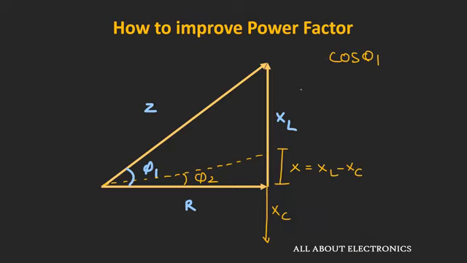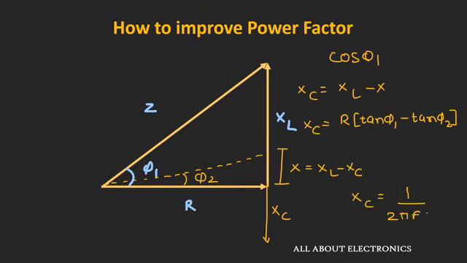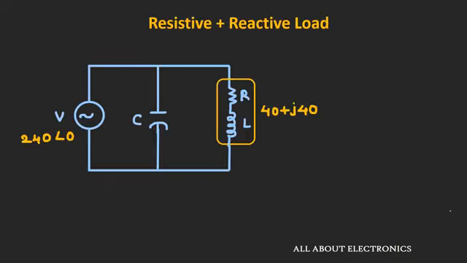The value of this capacitive reactance should be such that we will get a new value of this X, that is XC should be equal to XL minus X, which is nothing but R into tan phi 1 minus tan phi 2. So if we already know the value of the initial power factor and the improved power factor, then we can calculate the value of this capacitive reactance, and from the equation XC is equal to 1 divided by 2 pi fC, we can calculate the value of this capacitance. So in this way, by introducing the capacitor in the circuit, we can improve the power factor of any circuit or system.